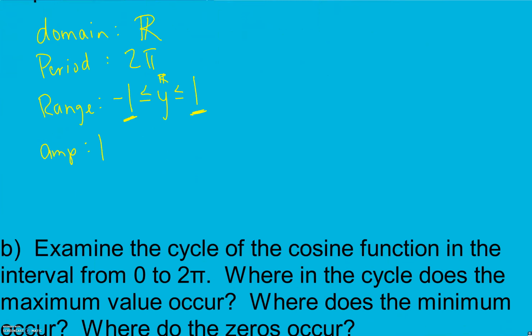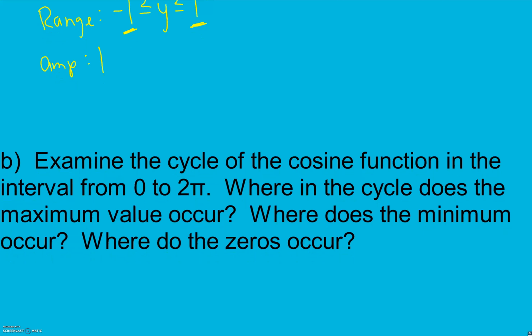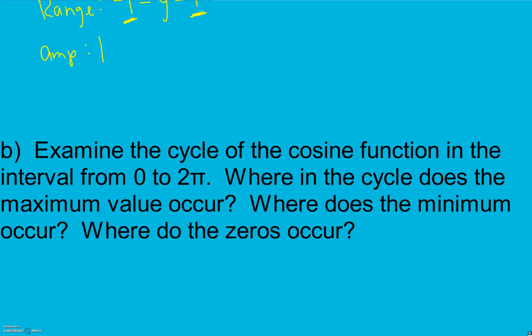Examine the cycle of the cosine function from the interval 0 to 2 pi. Where in the cycle does the maximum value occur? And where do the minimum values occur? Where do the zeros occur?